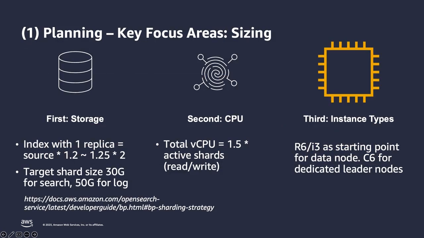When it comes to sizing in Amazon OpenSearch Service, we start with the storage requirement, then the CPU requirement, then the instance type requirement. With storage, we need to size the required index size, which will decide the amount of storage that you need, the number of nodes that you need, the size of those nodes, and the number of shards that is required in that cluster.